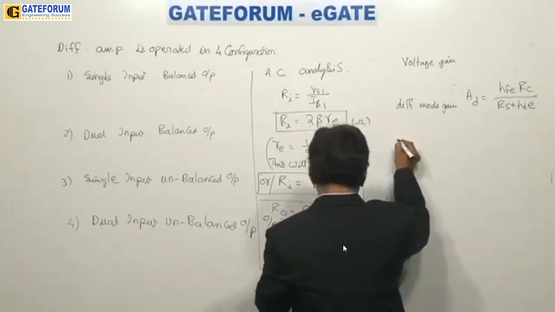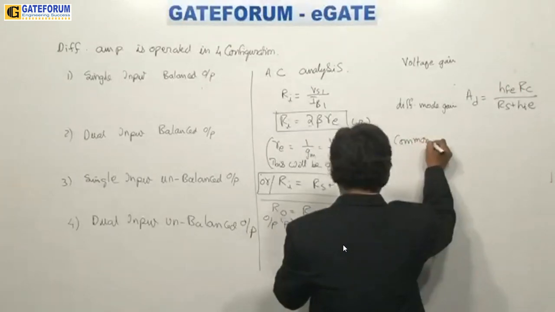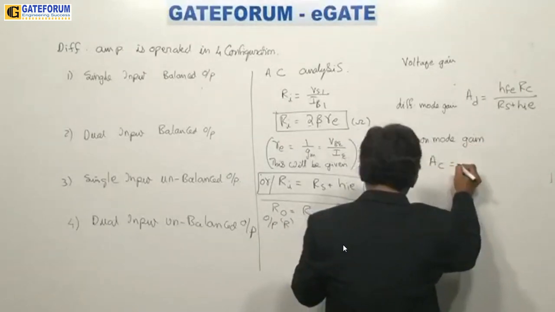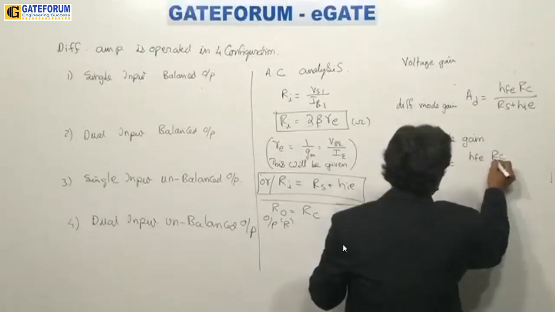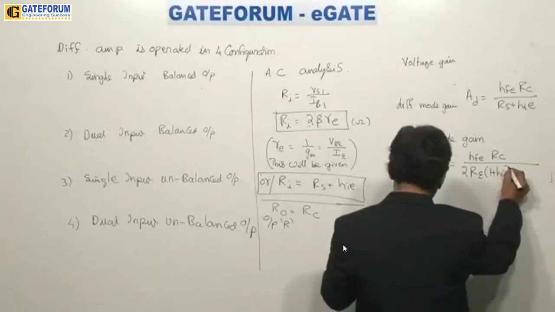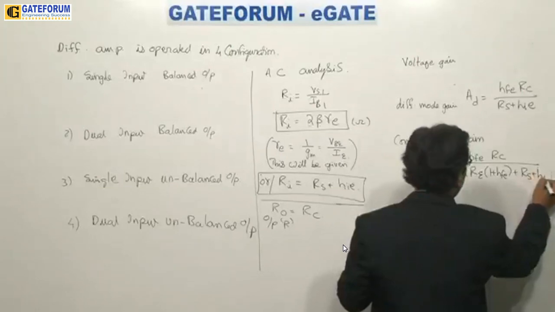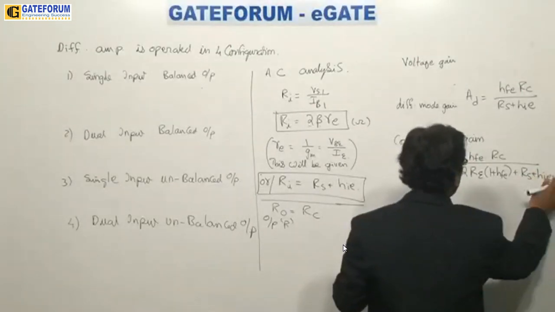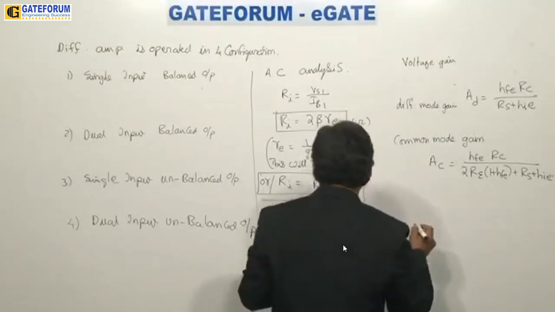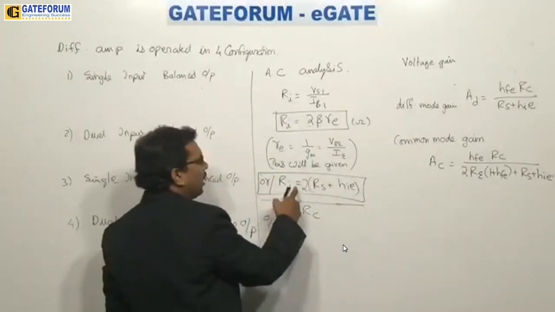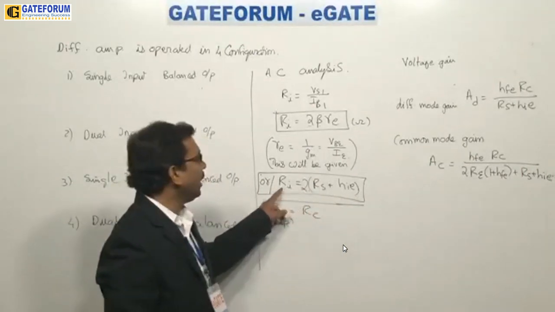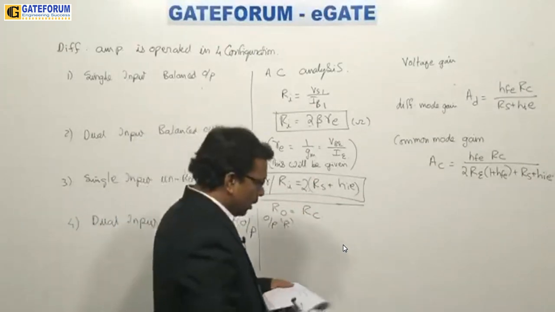Now, the next most important point, the common mode gain. One of the students has asked how Re is going to correct the common mode gain. Dear student, look at this formula: 1 plus HFE plus Rs plus HIE. Make this Ri twice, Ri equal to 2 into Rs plus HIE.